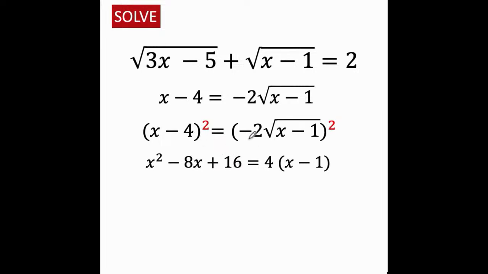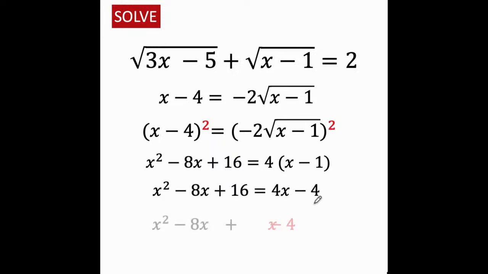At the right side, you square each of these factors. So the square of negative 2 is positive 4. The square of the square root of x minus 1 is x minus 1, because we'll cancel out the square root and this exponent 2. Then we distribute 4 to x minus 1 to get 4x minus 4.